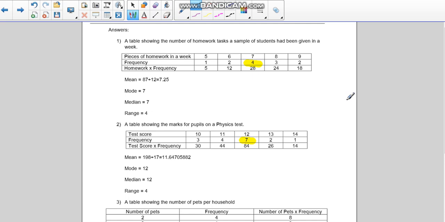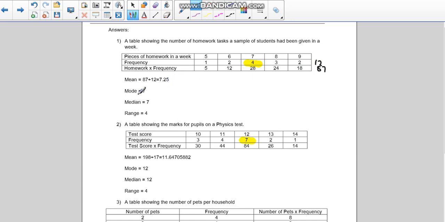Okay, so hopefully you've completed the first 3 questions. Let's have a look at the answers. Just check that you've got these numbers across here filled in correctly. This total here should be 87, and this total here should be 12. So the mean, if you remember, is this total here, the number of homeworks, divided by the number of students, which was 12. So 87 divided by 12 gives you 7.25 homeworks per student.